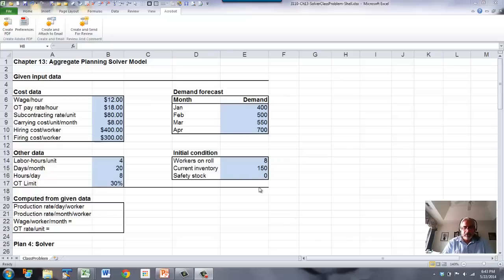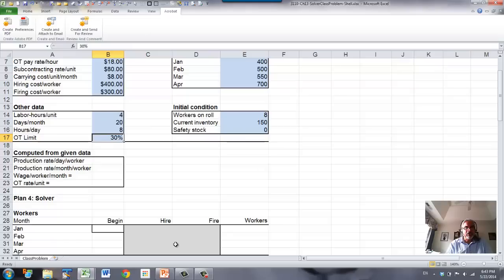Okay, we're going to look at solver modeling for aggregate planning. So we are going to use the same problem like what we did in class, problem number 2. Okay, we have demand and the same number of days per month, 20. Standard hours is 4. Hours per day is 8. Overtime limit is 30%. And here the costs are given, the initial conditions are given.